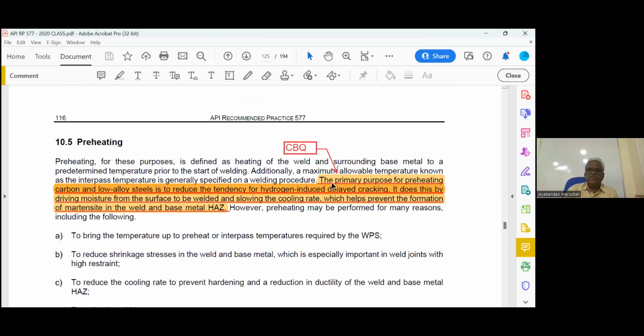Then preheating. This is important. The primary purpose of preheating carbon and low alloy steel is to reduce the tendency for hydrogen induced cracking. Okay, that is important. That is closed book question.